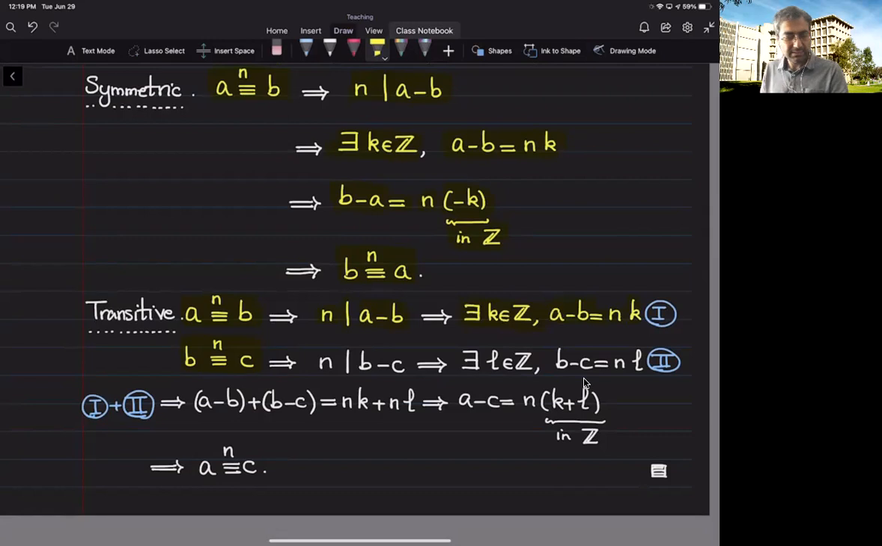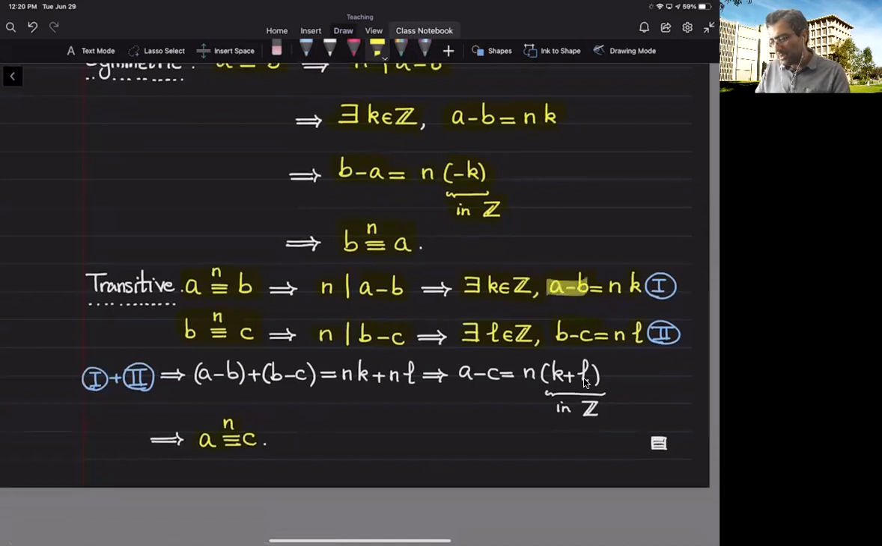Now, what is the other assumption that we have? We also know that B is congruent to C modulo N, which is the same as saying that N divides B minus C. That means B minus C is N times L for some integer L. Now, we are interested in showing that A is congruent to C modulo N, which means I need to show that A minus C is a multiple of N.